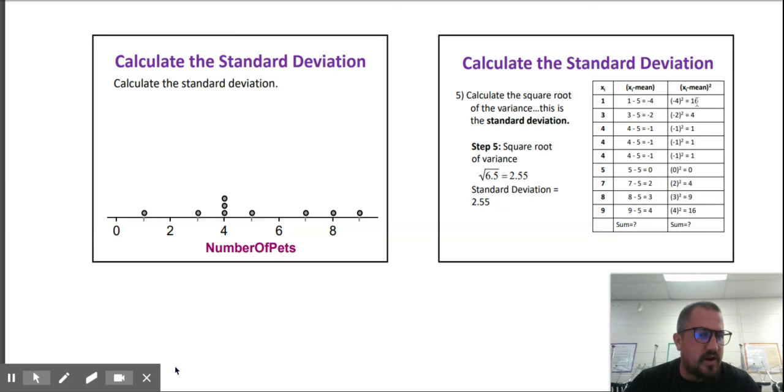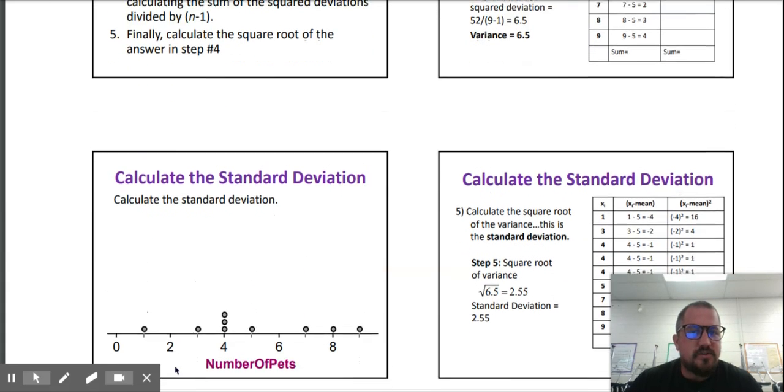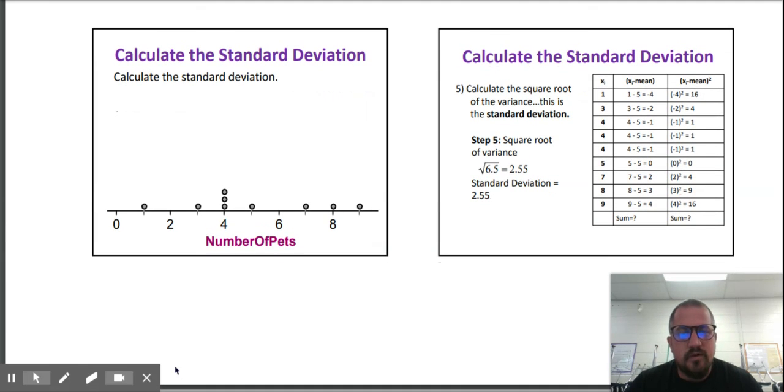So if you go through this whole process, this should add up to our variance. Our sum would be 52 right here for sum. Then you're going to divide by n minus 1, so you're going to divide by 8. That gives you 6.5. And then you're going to take the square root of 6.5, which gives us a standard deviation of 2.55. And that is how to calculate the standard deviation. And you will be doing more of that in the assignment. So if you need to look back at this video for anything, please let me know.